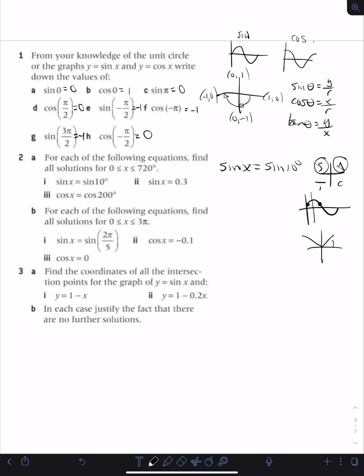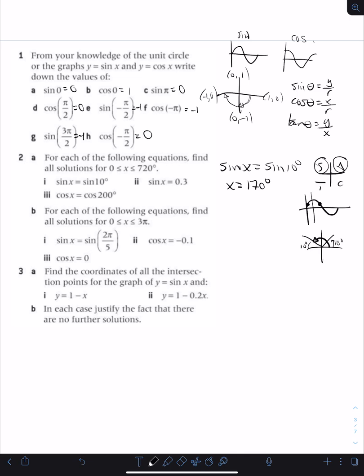So if this is 10 degrees, by symmetry this is 10 degrees, so the other angle would have to be 170 degrees, because I'm always measuring from the positive x-axis, turning counterclockwise. So 170 degrees will work also.